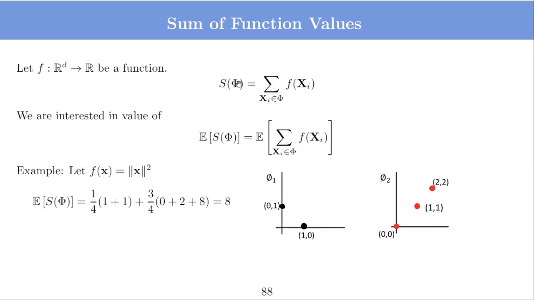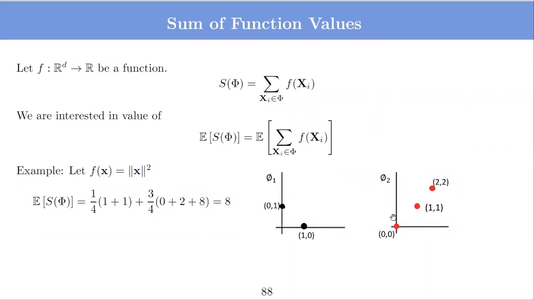So if this is a random variable, you can define its distribution. You can also define an expected value. So in this part, we are interested in the mean value of S. So the mean value of S is defined as the expectation of the summation of f(xi). So let us see how we compute this.